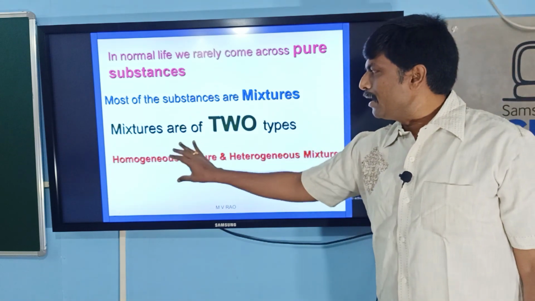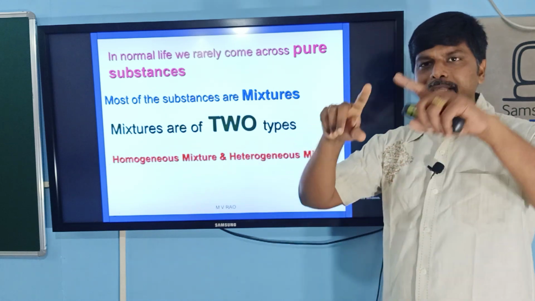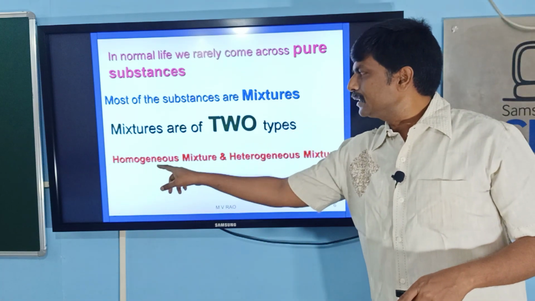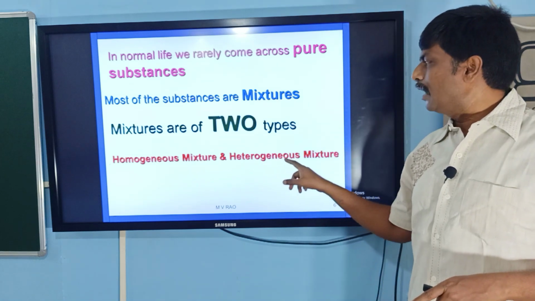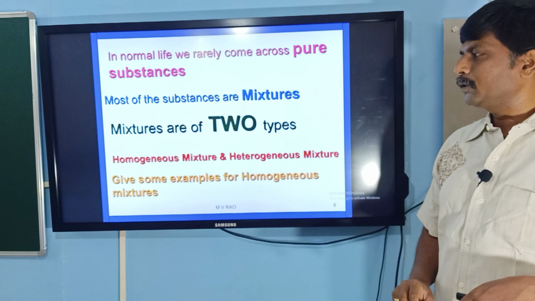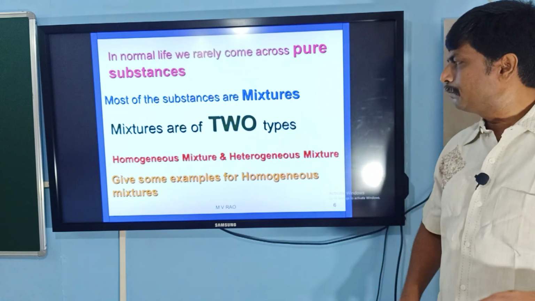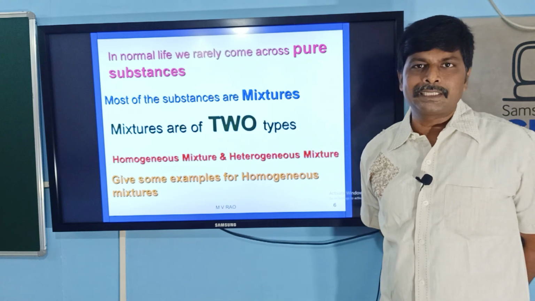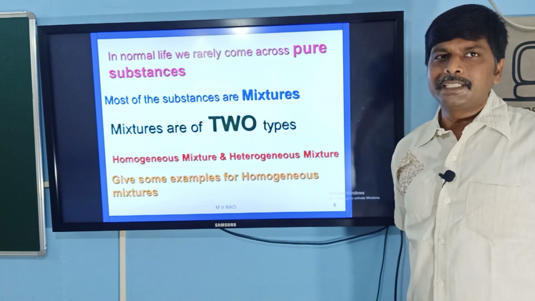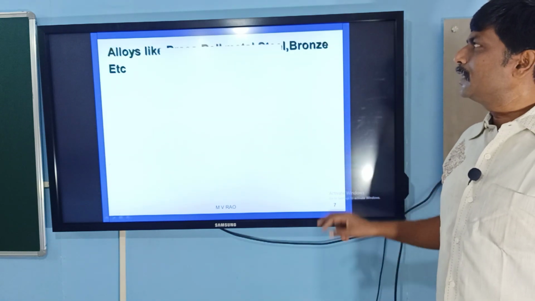What is meant by a homogeneous mixture? Uniform composition throughout the mixture. Throughout the mixture, you can see the composition is the same. A heterogeneous mixture has non-uniform composition. Now I will ask one question to you. Give some examples for homogeneous mixtures. What are the examples?